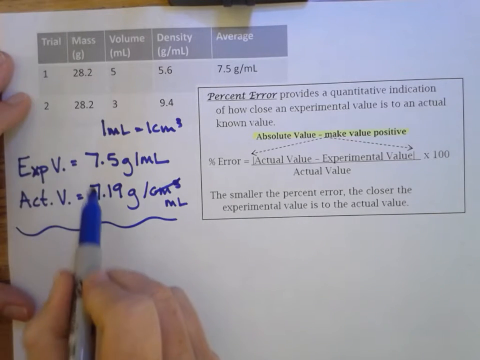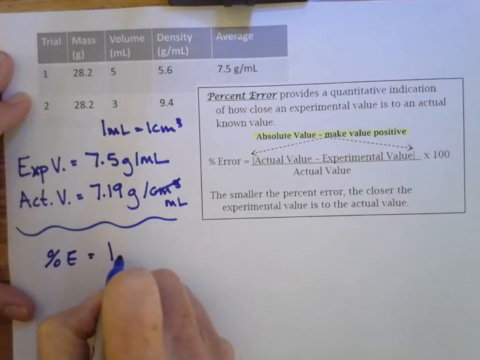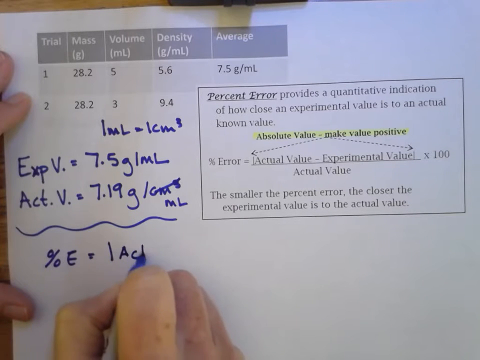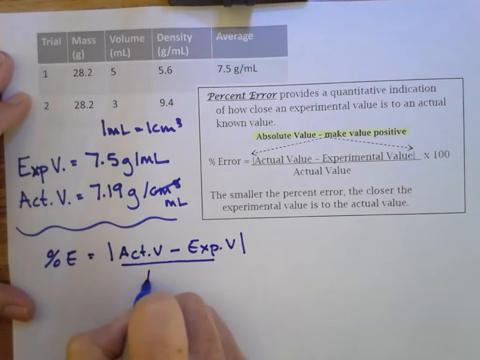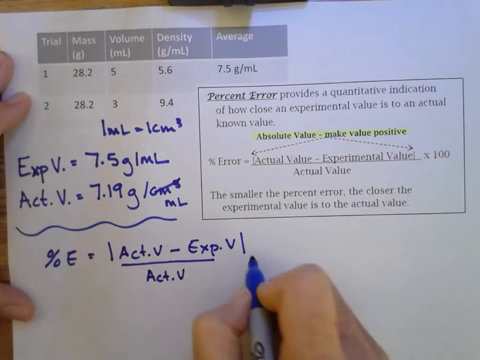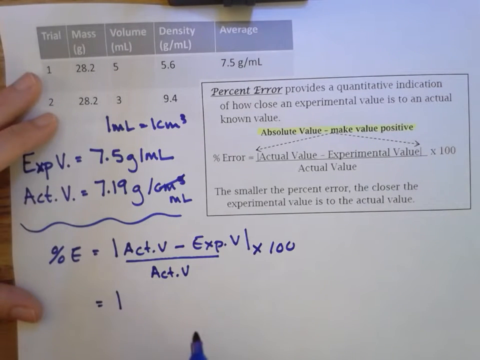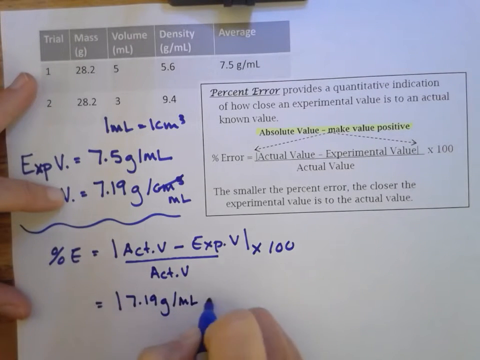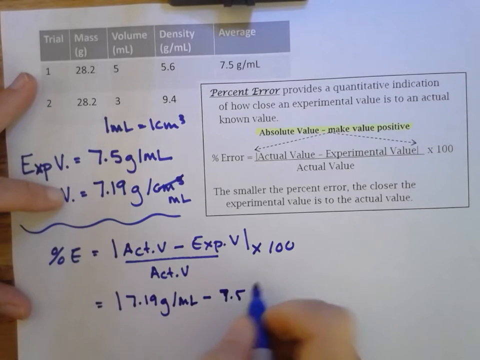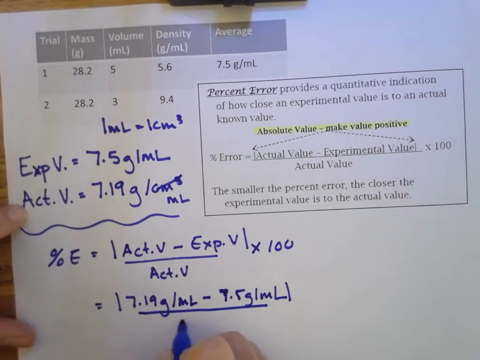So I have my 2 values. I have percent error is equal to the absolute value of my actual value minus my experimental value divided by the actual value times 100. Underneath that, I'm going to plug in the numbers. So I have 7.19 grams per milliliter minus 7.5 grams per milliliter divided by the actual value, 7.19 grams per milliliter, times 100.